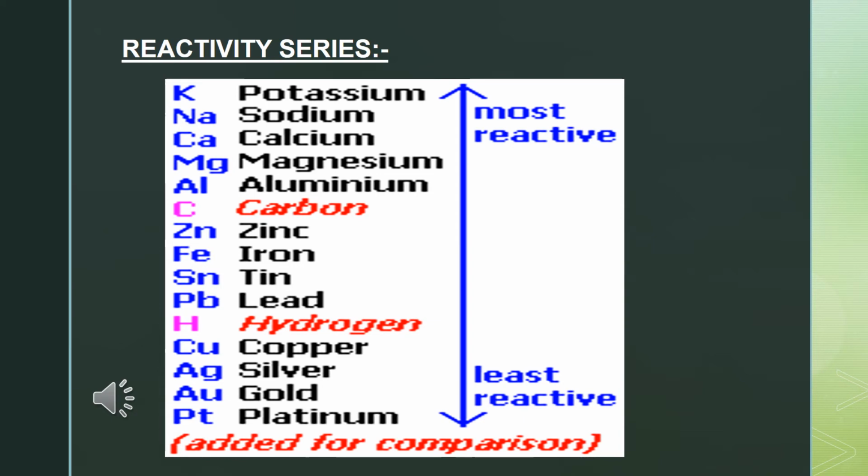By looking at the reactivity series, you can figure out which element or which metal is more reactive, which element is moderately reactive, and which element is least reactive.